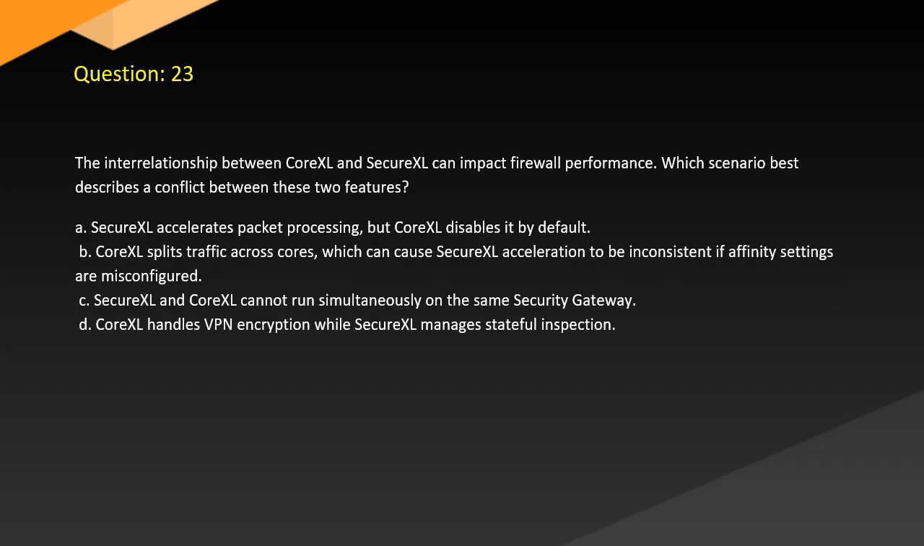Question 23. The interrelationship between CoreXL and SecureXL can impact firewall performance. Which scenario best describes a conflict between these two features? A. SecureXL accelerates packet processing, but CoreXL disables it by default. B. CoreXL splits traffic across cores, which can cause SecureXL acceleration to be inconsistent if affinity settings are misconfigured. C. SecureXL and CoreXL cannot run simultaneously on the same security gateway. D. CoreXL handles VPN encryption while SecureXL manages stateful inspection.